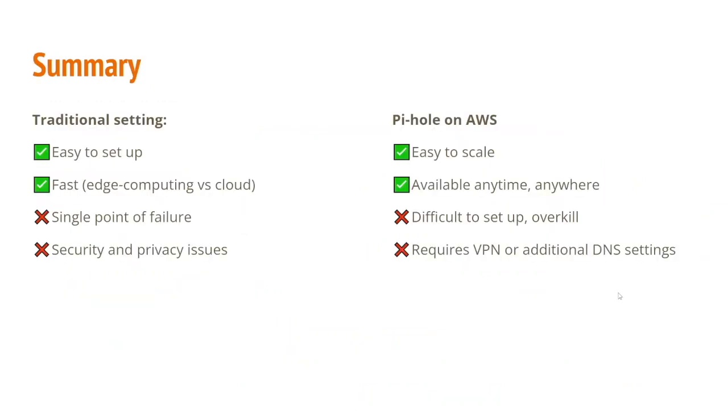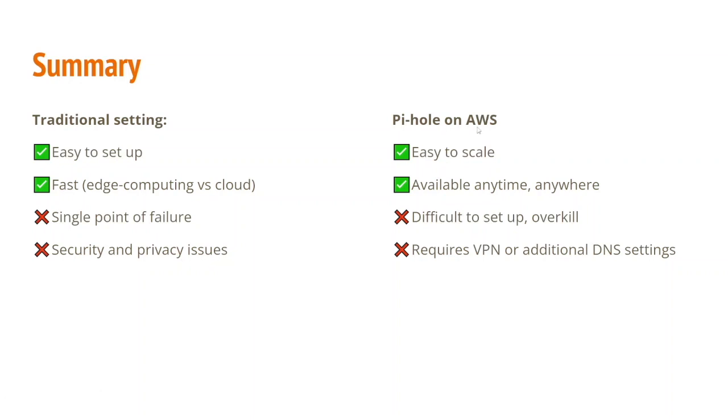So in summary, the traditional setting is easy to set up. It is really fast because of the edge computing. The protection is done locally in a small device close to our broadband router, versus the cloud service as we proposed. However, this is a single point of failure. When the Raspberry Pi fails, the whole home network fails. And there are also some security and privacy issues. We have seen in the past that hackers can exploit some loopholes in the Raspberry Pi to gain root access and then access other computers' files.